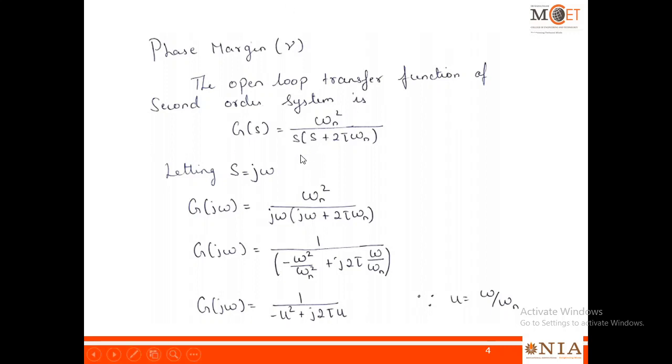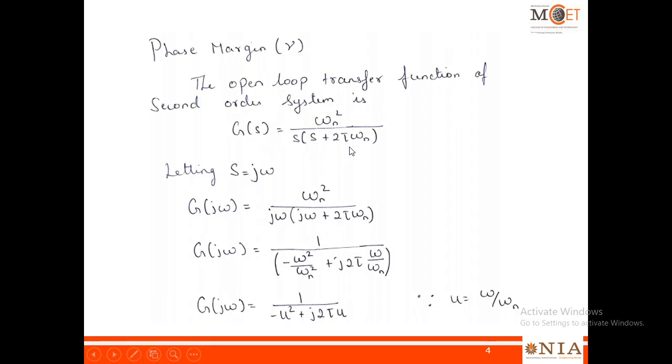Now I am going to take the open loop transfer function. By definition of gain crossover frequency, just go back to the previous video, you have to consider the open loop transfer function. The open loop transfer function of a second order system is omega n square divided by s into s plus 2 tau omega n, whereas the closed loop transfer function is omega n square divided by s square plus 2 tau omega n s plus omega n square. As per the definition, we are considering only the open loop transfer function.